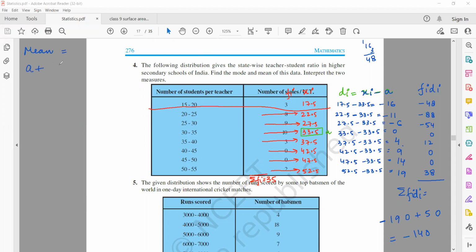So mean is A plus summation of FI DI divided by summation of FI. A was 33.5 plus, now put a bracket because it's minus, so 140, and divided by summation of FI, which is 35. So this is 33.5 plus minus 140 divided by 35. This you can cut with the help of table of 7, right? 7 into 2. And then 7 into 5 is 35. And then 5 into 4 is 20. So this is 33.5 minus 4. So that becomes, how much will it become? 29.5, right?